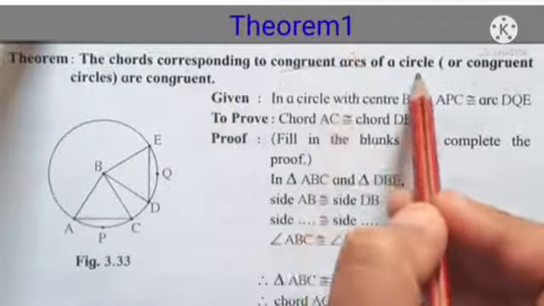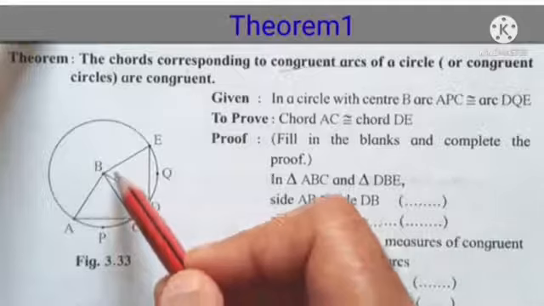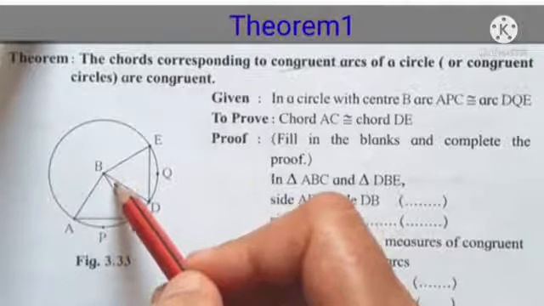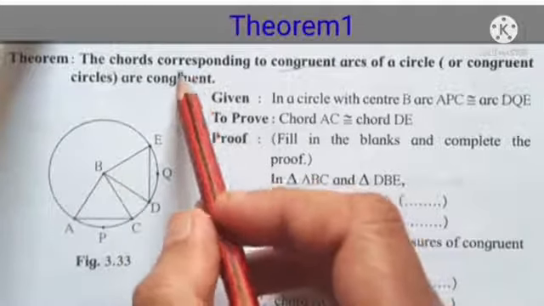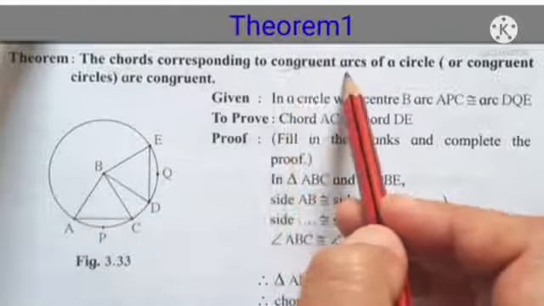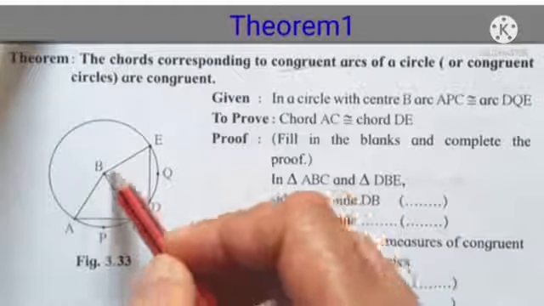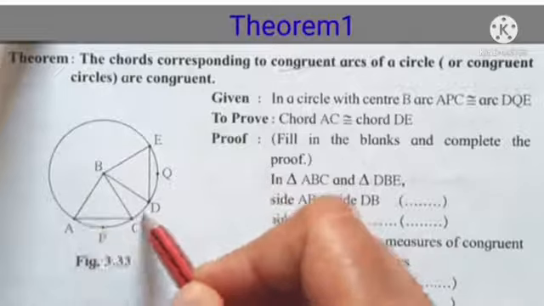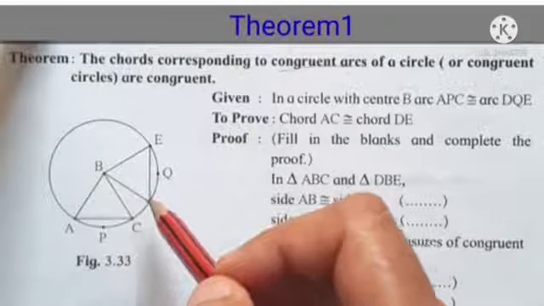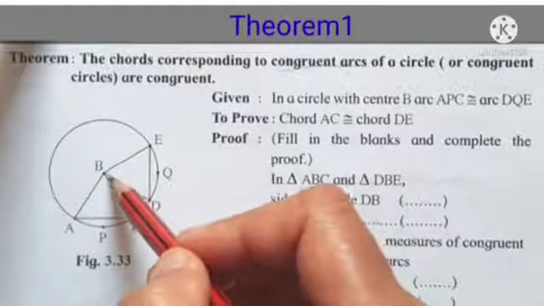So we have to draw the figure of a circle first. We draw a circle and name the center, here named as B. Now what we have to draw here? We have to draw congruent arcs and chords. So here at the center we take the central angle and we draw two chords AC and DE. So what are the given things in the figure? A circle with center B is there.